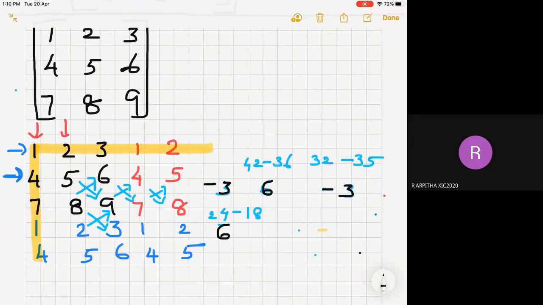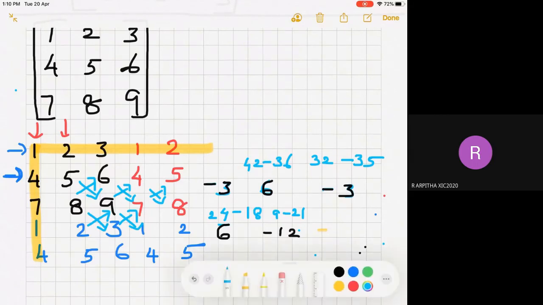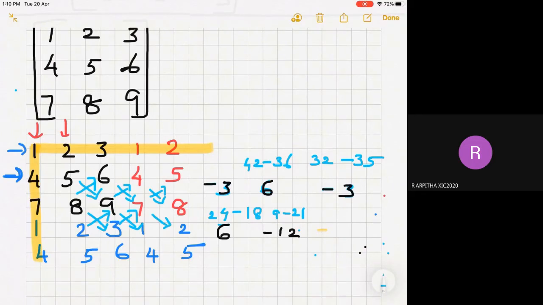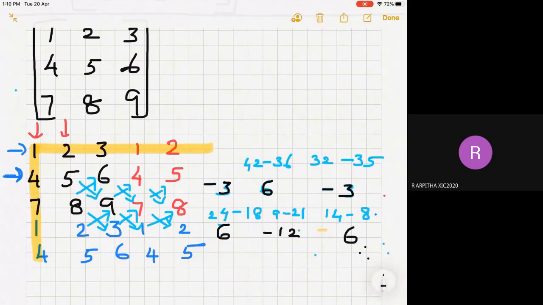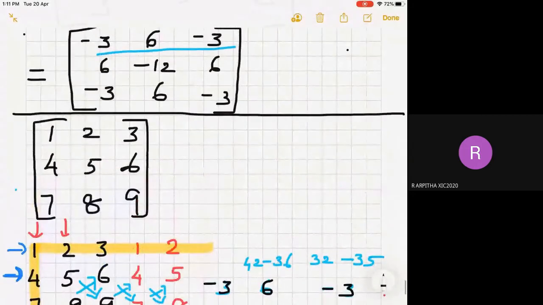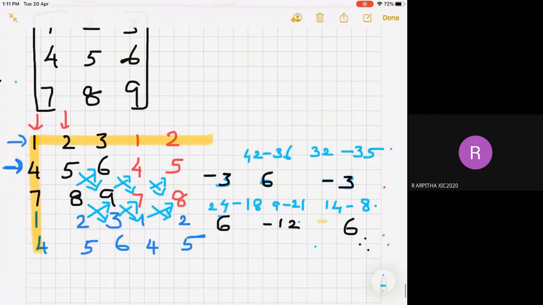Next, what I do is 9 minus 21. Next, 9 minus 21. How much is 9 minus 21? Minus 12. Next, I am doing 14 minus 8. 14 minus 8, so what I am getting is 6. And you can see that these numbers have become the cofactors of the second row. See here, it is the second row. 6, minus 12, 6.